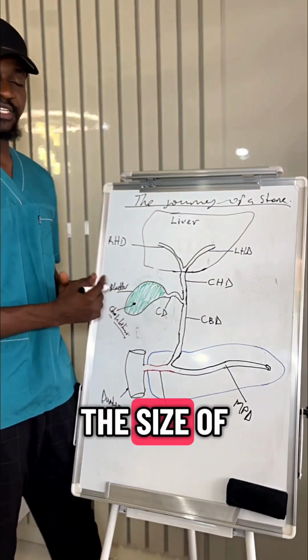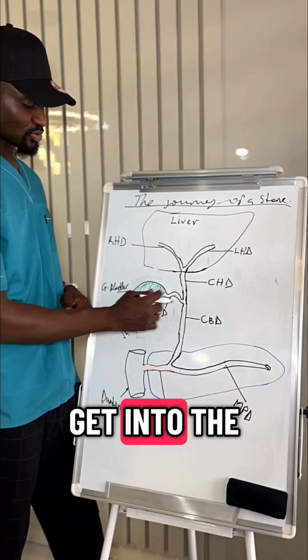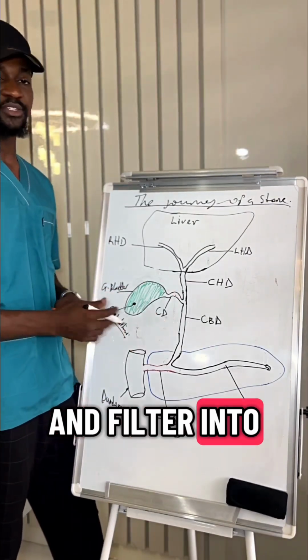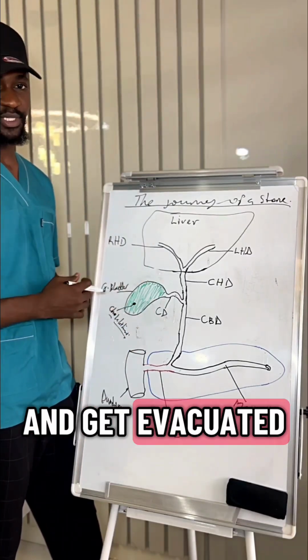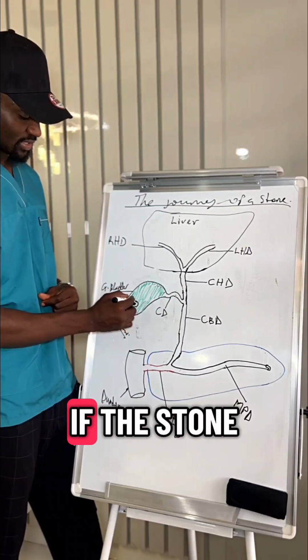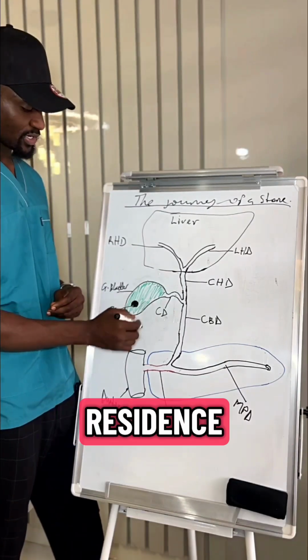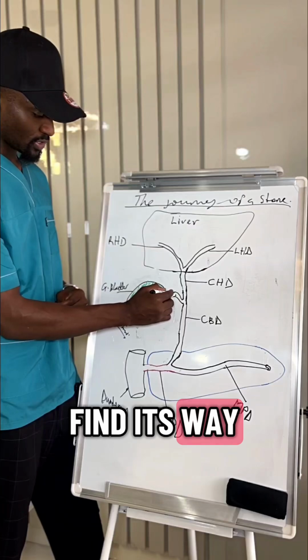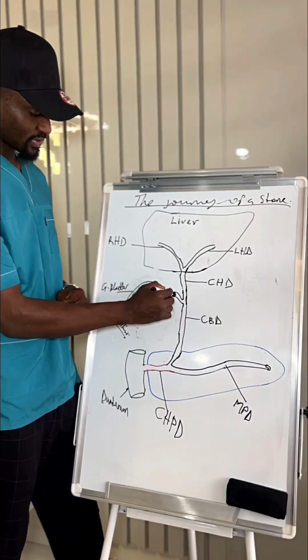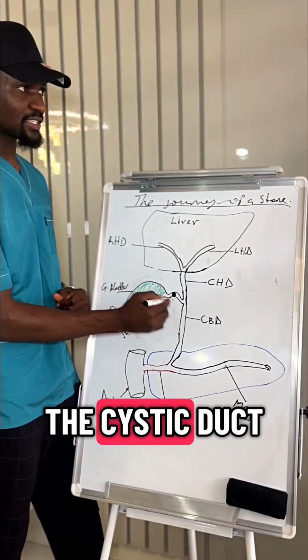Now, depending on the size of this stone, if it is a small stone, it can dislodge, get into the cystic duct and filter into the duodenum and get evacuated from the body. However, depending on the size of the stone, like I said, if the stone is large and changes its place of temporary residence, find its way to this place, it is then called what? Remember, this is the cystic duct.